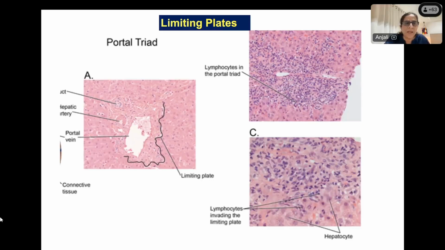Now another example, this is also called limiting plate. Again, duct, artery, and the vein, and this is limiting plate. Why it is significant is because in cases of chronic hepatitis, you have inflammation in the portal area. Sometimes these inflammatory cells spill over and go to adjacent liver parenchyma, and at that time we say that there is destruction of limiting plate, which is also called interface activity. So this is the significance of limiting plate.